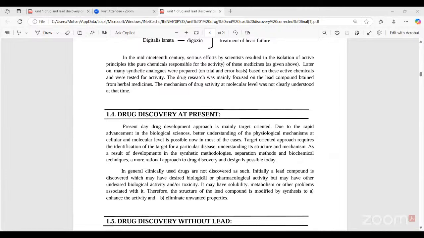In general, clinically used drugs are not discovered as such. Initially, a lead compound is discovered which may have the desired biological and pharmacological activity, but may have other undesired biological activity or toxicity. It may have solubility, metabolism, or other problems associated with it. Therefore, the structure of the lead compound is modified by synthesis to enhance the activity and eliminate unwanted properties.